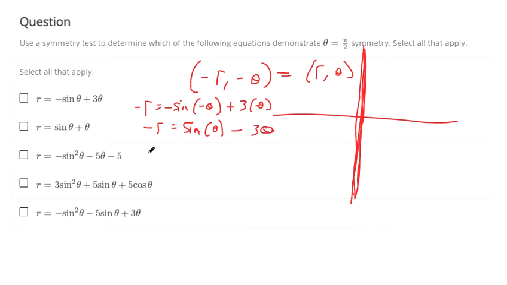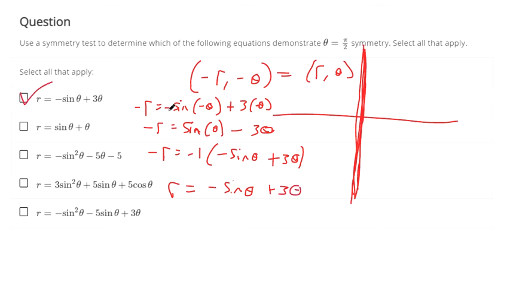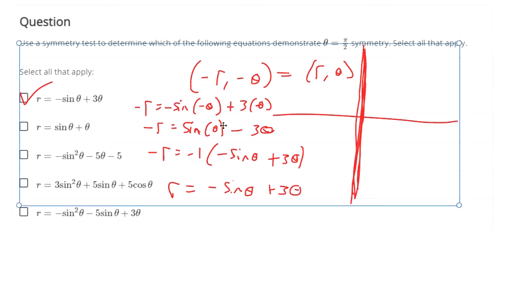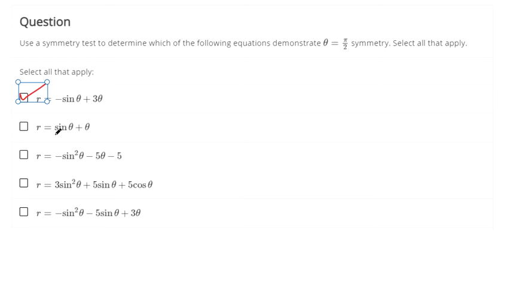Can we make it match? Let's factor out a negative 1 from this side. And I'm factoring out the negative 1 because the signs look really close. And so now we got negative 1 factored out. Look, you can divide both sides by negative 1. So this one checks that box there. That is symmetrical about theta equals pi over 2. Symmetrical about what used to be the y-axis. Okay, let's do the same thing for each of these.